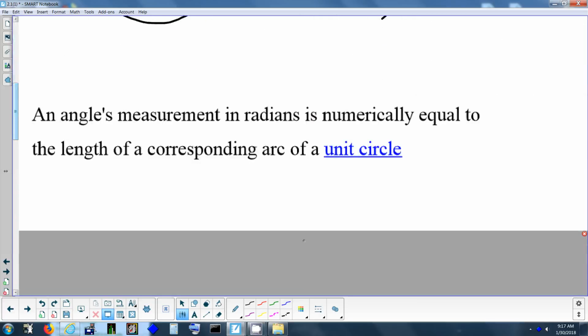So the first thing is a unit circle, it's just a circle. It's a special circle. It's a circle with radius 1. It's all that a unit circle is. It's a circle with a radius of 1. 1 what? 1 foot, 1 inch, doesn't matter. 1 unit. 1 anything. 1 mile, whatever you want it to be.